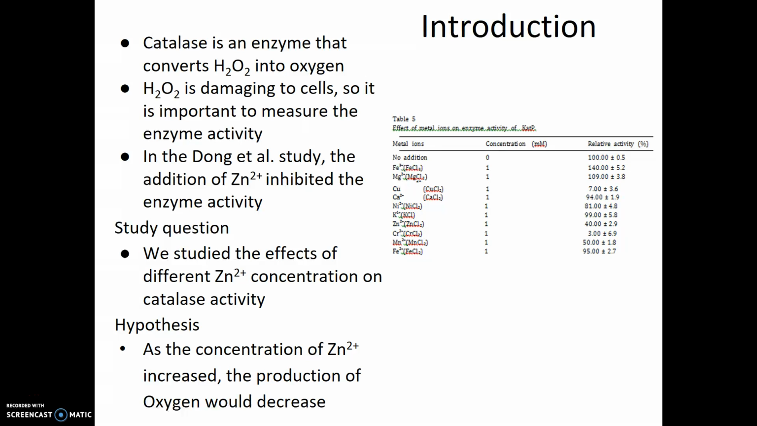We studied the effects of different zinc 2+ concentrations on catalase activity. Our hypothesis was, as the concentration of zinc 2+ increased, the production of oxygen would decrease, similar to the results in the Dong et al. study. We used 0.5 millimolar zinc chloride, 1.0 millimolar zinc chloride, and 1.5 millimolar zinc chloride concentrations, based on the concentrations in the Dong et al. study used in their experiment.